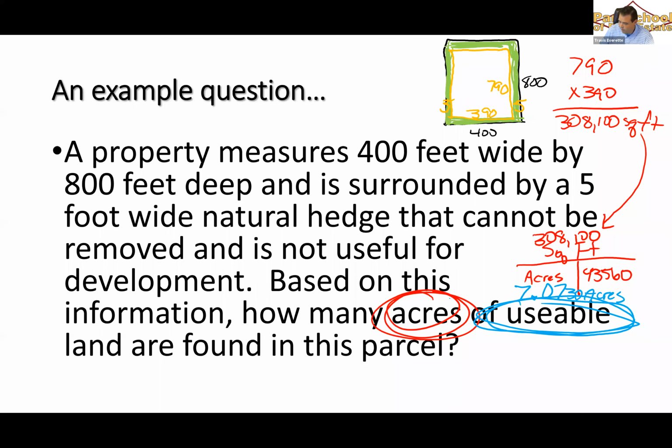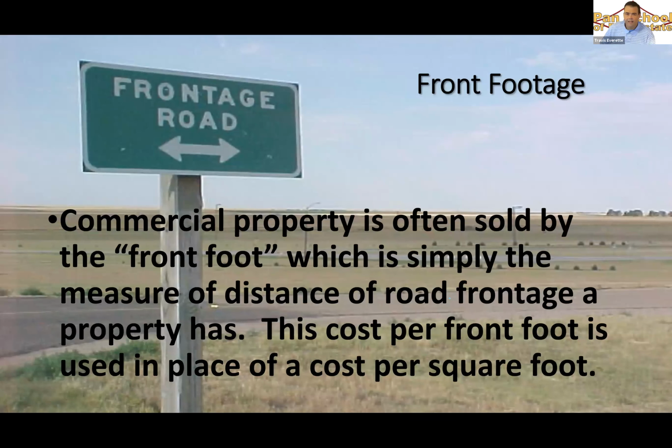Right. Okay. All right. Last thing in the math in this, and then we're done with chapter 4, completely done with it, is that commercial real estate is very often sold as something called front footage, or just road frontage. And frontage is priced by the front foot, not by the square foot.